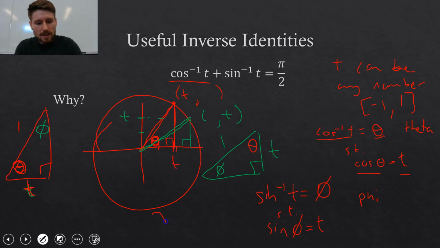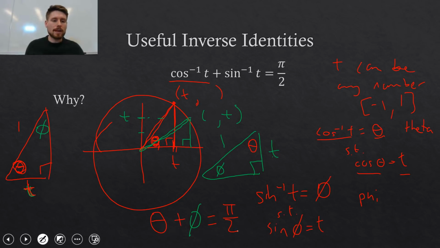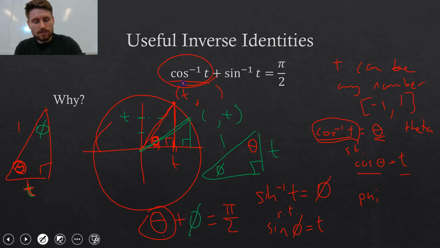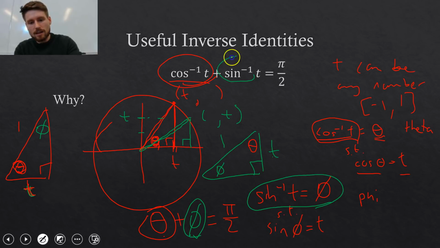So theta plus phi equals pi over 2. These angles are complementary to each other. They add up to 90 degrees, pi over 2. And if we go back to what we said, cosine inverse of t was theta, so this is cosine inverse of t. And phi was sine inverse of t, so this is sine inverse of t. So these angles are complementary to each other.